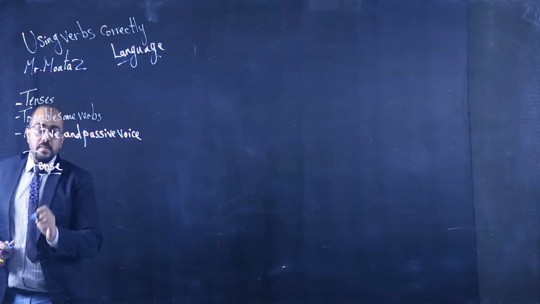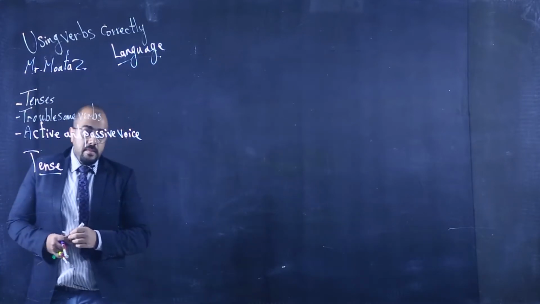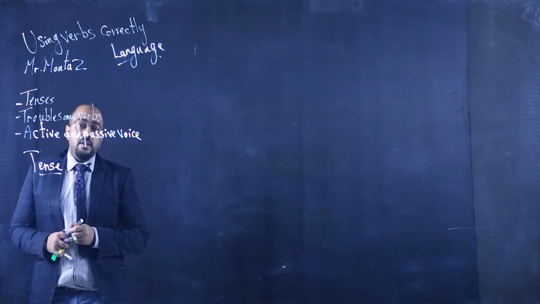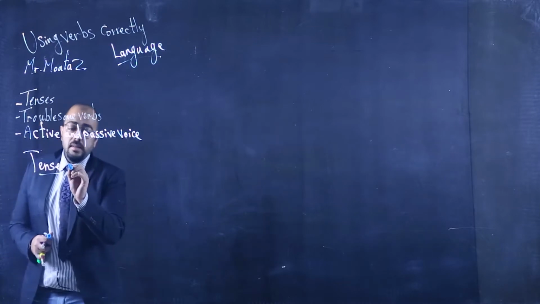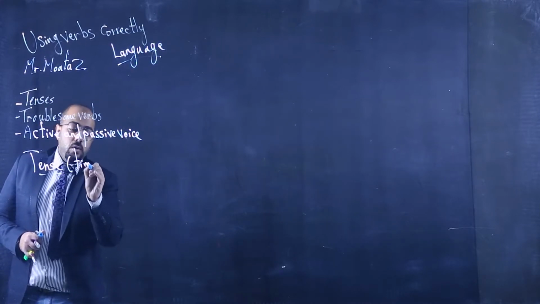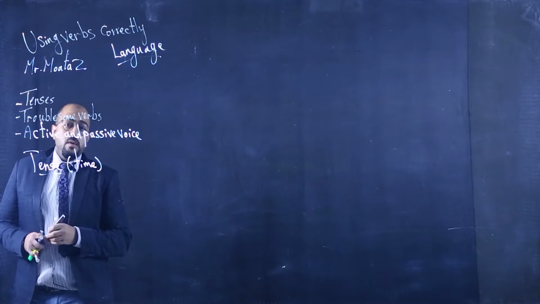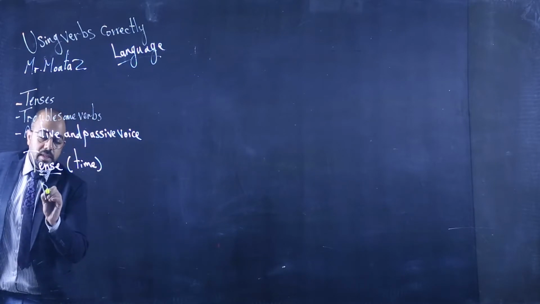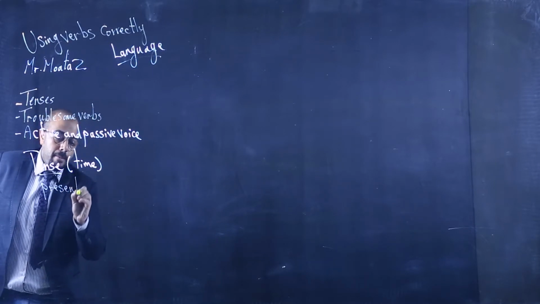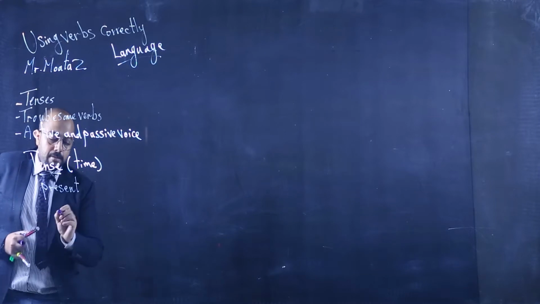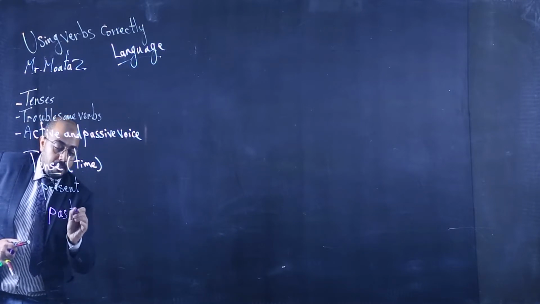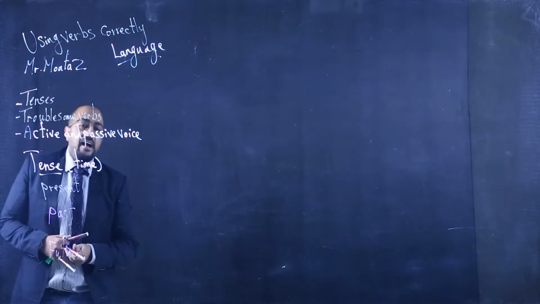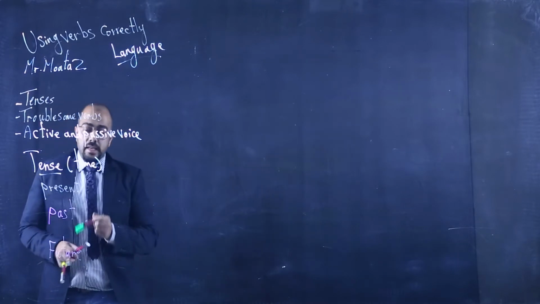What is a tense? A tense is the time that shows an action or state of being expressed by a verb. So when we talk about tenses, it shows the time of the action or the state of being. We have six main tenses. They are present, past, future, then we have the perfect form of these verbs.